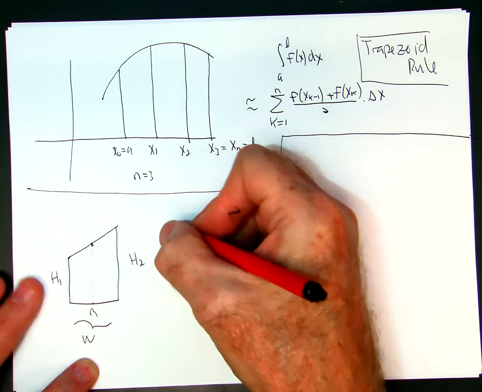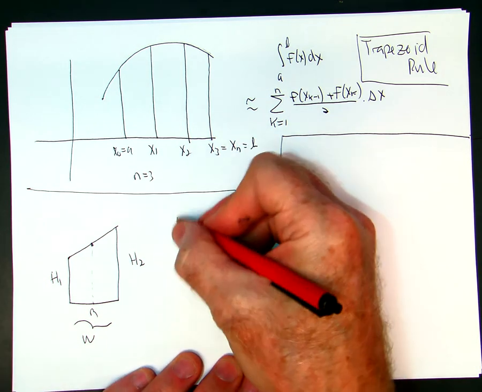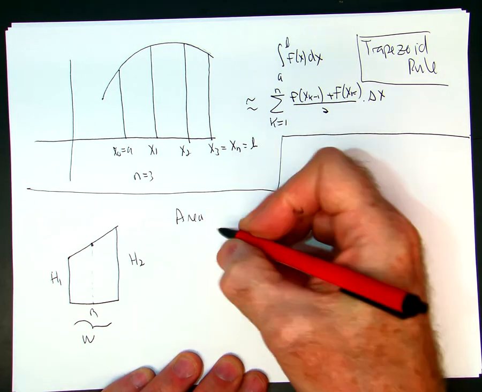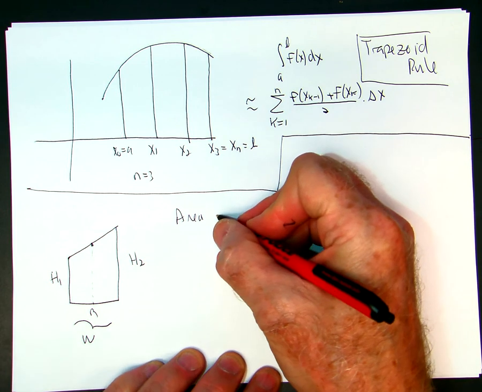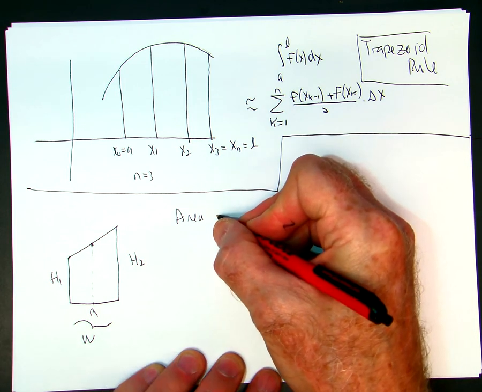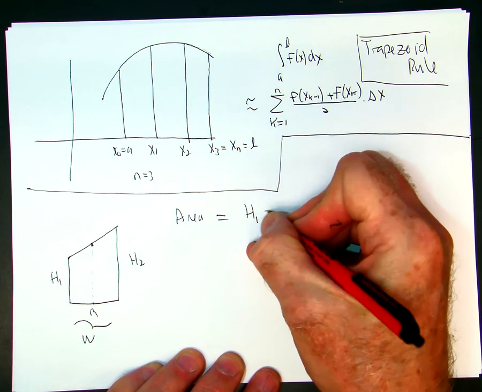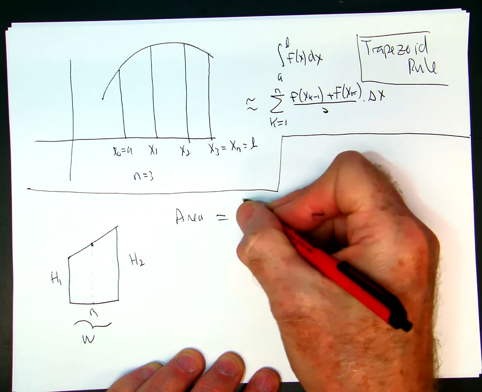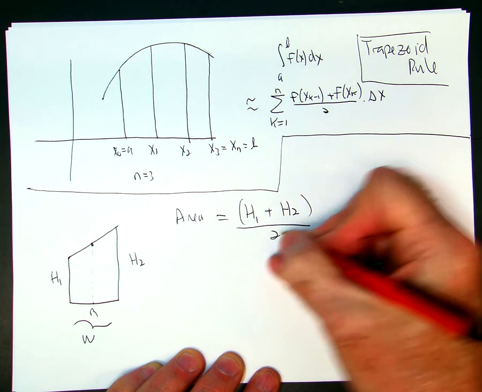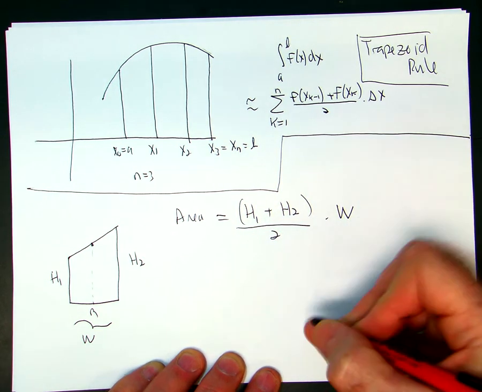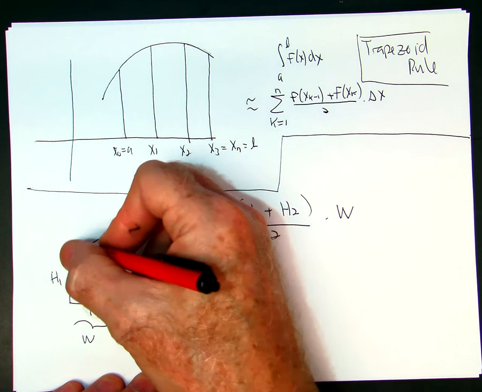And the area of the trapezoid is going to be equal to h1 plus h2, the two heights, divided by 2, so their average, times the width. Well, why is that? Well, here's why.